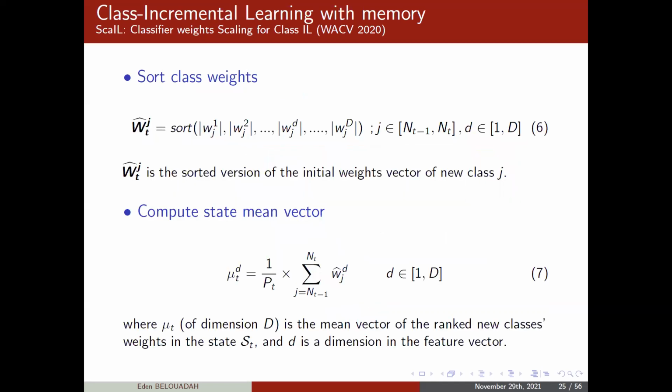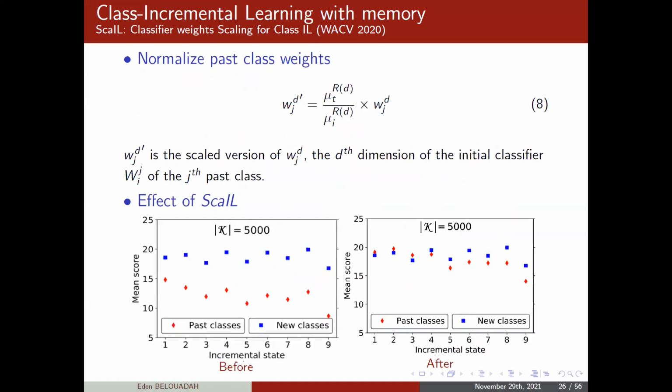To do the normalization, we take for each state the class weights of the new classes. We sort them based on the absolute value, and later we compute the mean of all of these weights vectors dimension by dimension. And in this case, we have one mean vector per state that we will use for the rectification. Now, how we normalize past class weights: we multiply each dimension of the past class weight by its corresponding dimension in the mean weights in the current state, and we divide by the corresponding dimension in the mean weight in the initial state of the class.